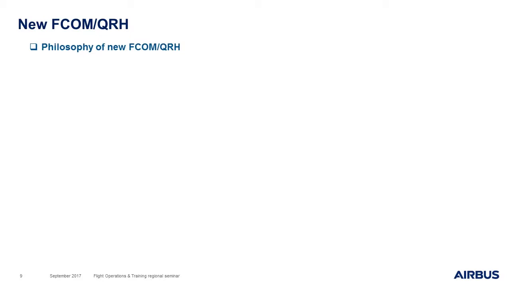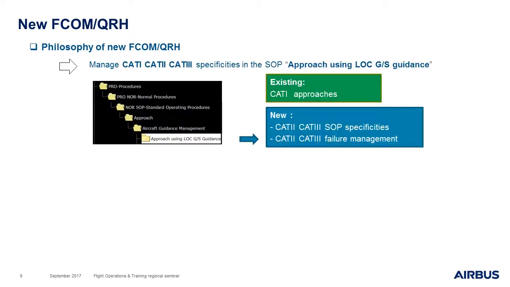So here is the philosophy chosen to cover CAT2, CAT3 approaches and autoland. We will manage CAT1, CAT2, CAT3 specificities in the SOP approach using log glide slope guidance. So before, only CAT1 approaches were described, and now we cover also CAT2, CAT3 SOP specificities, as well as CAT2, CAT3 failure management.